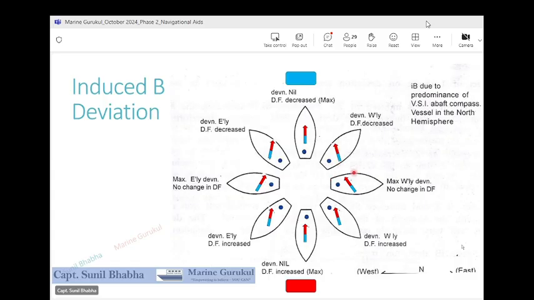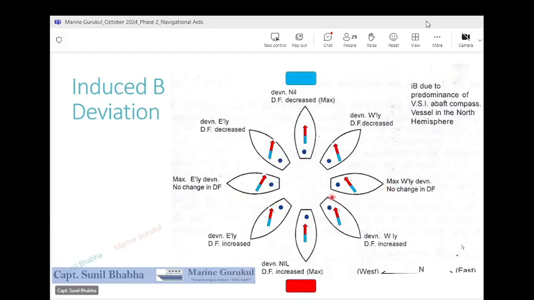When the ship goes to easterly heading, on an easterly heading, the blue pole of the funnel is at right angles to the field of the earth. It is exactly west of the compass. It is right angles to the field of the earth, and it generates the maximum deviation. This blue pole of the funnel attracts the red end of our compass magnet and repels the blue end of our compass magnet, generating maximum westerly deviation.